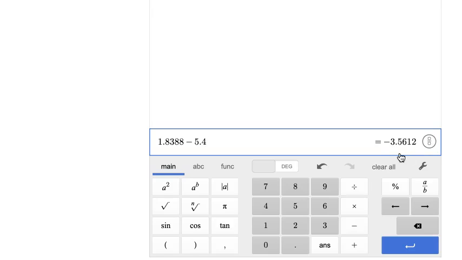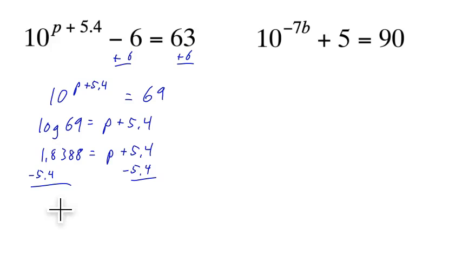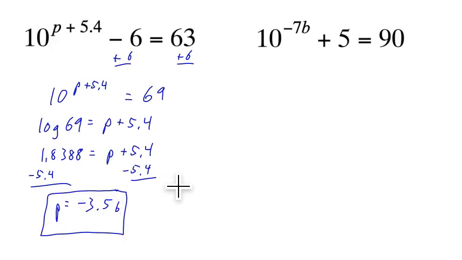And now we can round more aggressively. We have negative 3.56. Once again, we have an expression in the exponent of our exponential expression. Let's get the exponential part isolated.